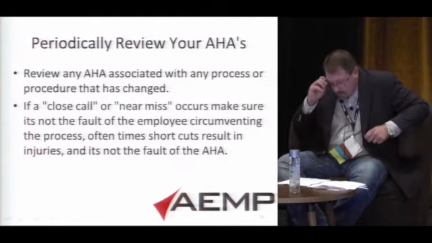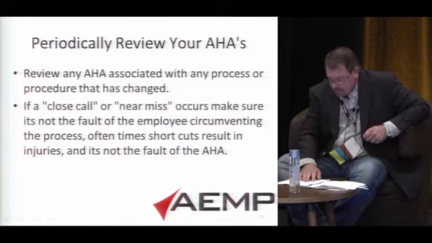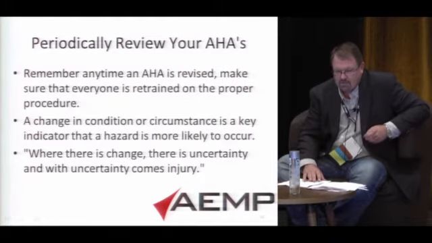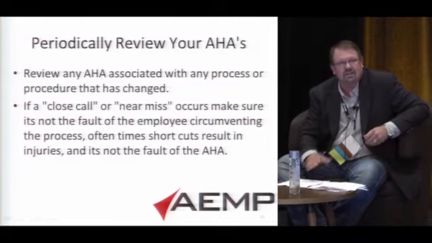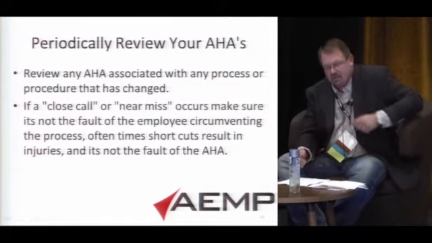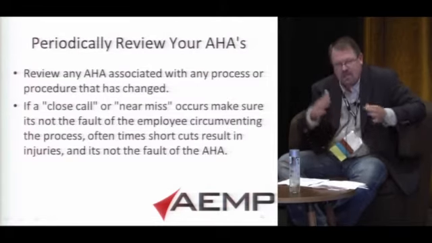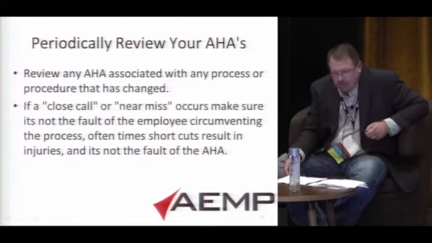Review any AHA associated with any process or procedure that has changed. If a close call or near miss occurs, make sure it's not the fault of the employee circumventing the process. Oftentimes, shortcuts result in injuries, and it's not actually the fault of a misdiagnosed activity hazard analysis. You've got to get to the root cause of that, or you're going to change a perfectly good procedure for something that wasn't carried out properly.